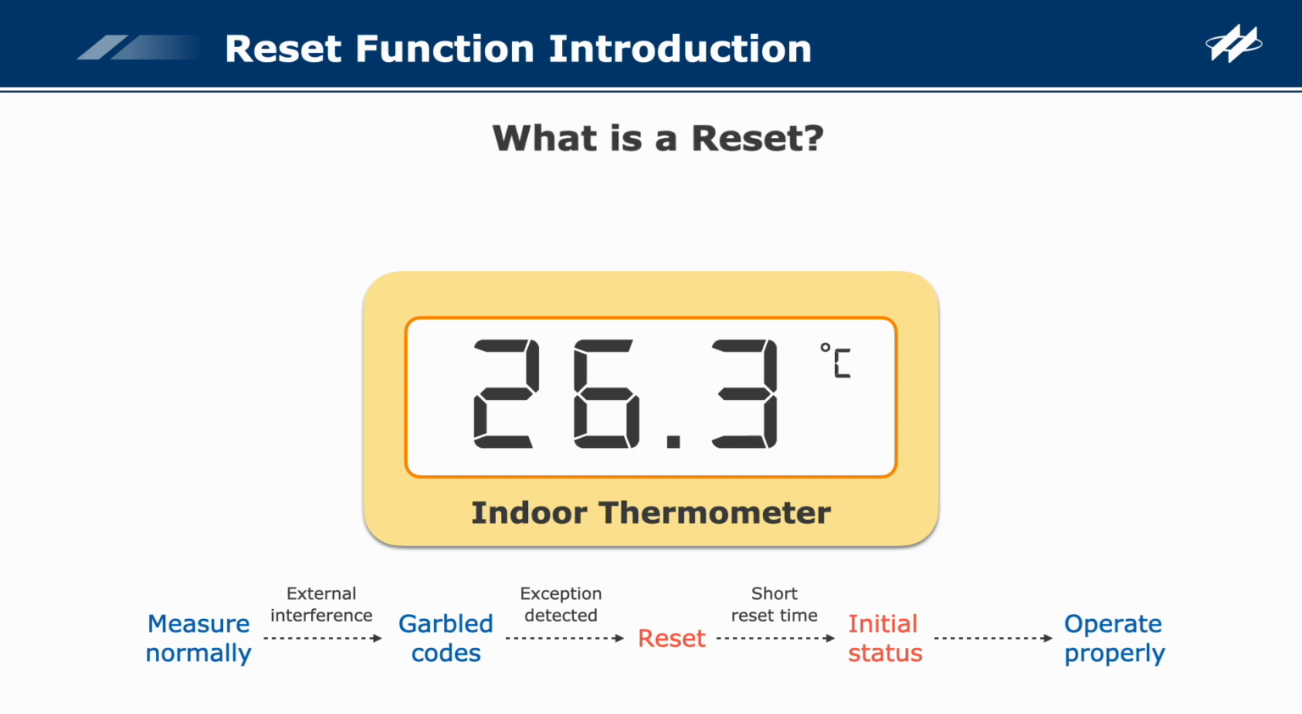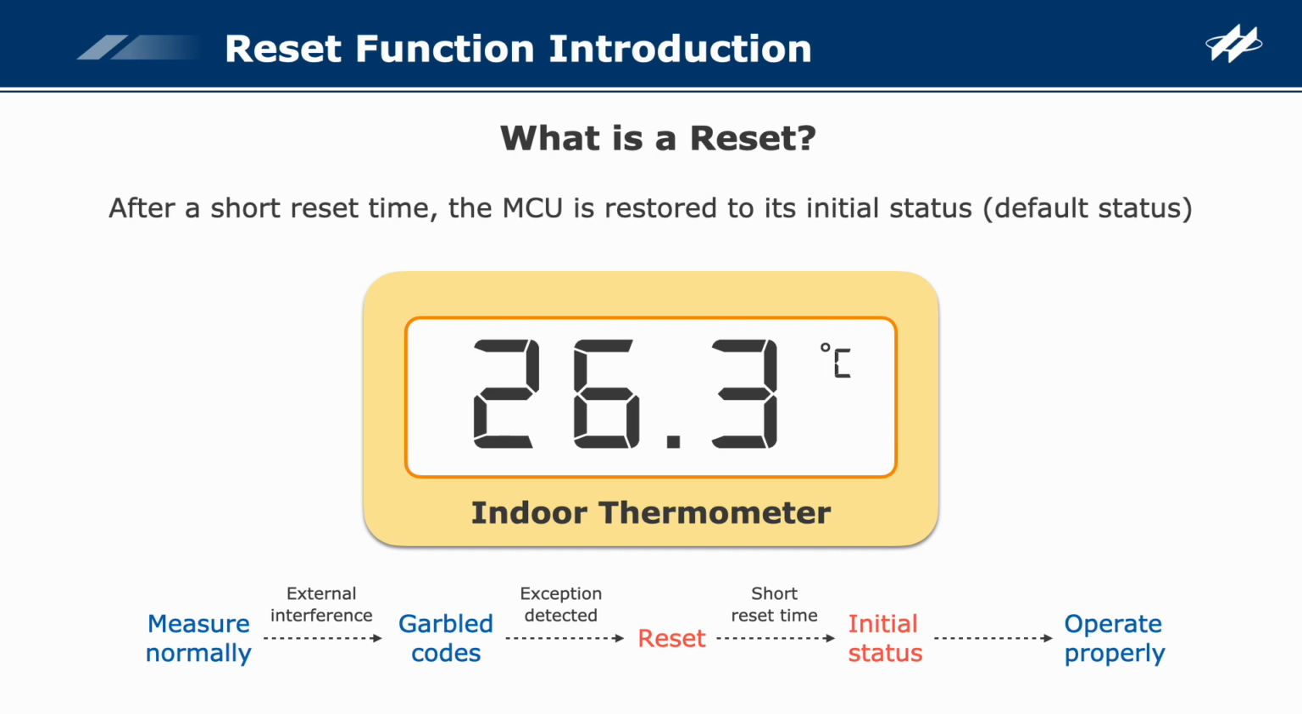So back to our question, what is a reset? After a short reset time, the function of restoring the MCU to the initial status or preset status is known as a reset.